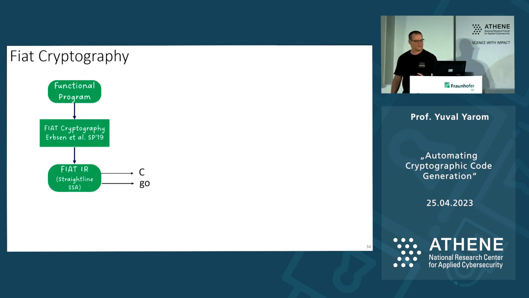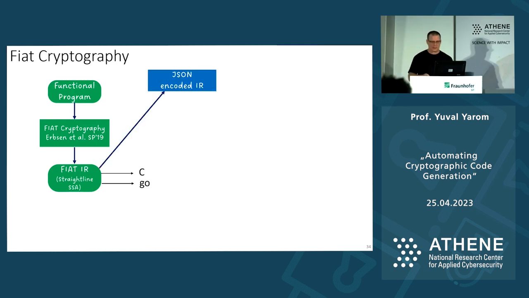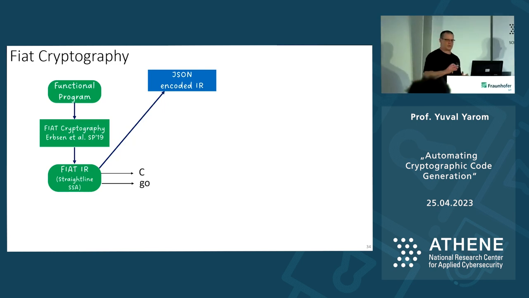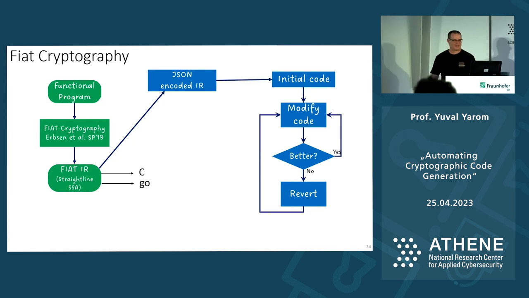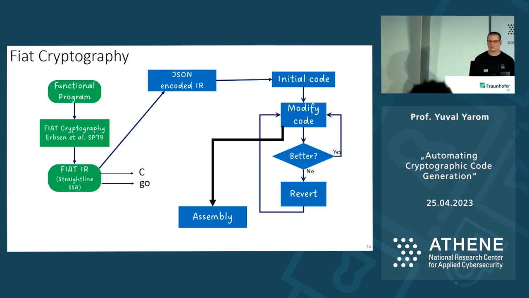Anyway, from this Fiat IR, Fiat has some backends that compile it and generate C code or Go code. And what we added is another backend that creates a JSON-encoded IR, so the IR is represented as a JSON file. The reason we use JSON is that our optimizer is written in TypeScript. And the reason our optimizer is written in TypeScript is that I learned that when a student comes and says they want to use TypeScript and not Go, you let them use TypeScript. It's usually better. Anyway, we can now plug this into our optimizer, and at the end, we get some assembly code.